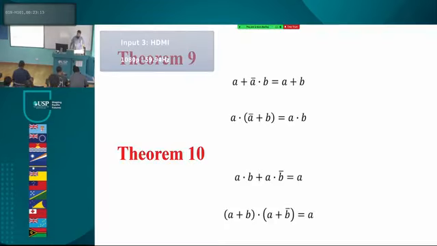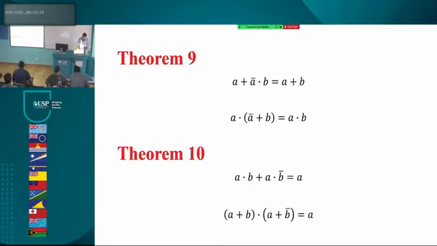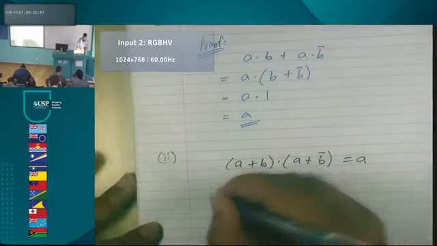Right, A or B, let's look at the next one for theorem 10. A or B and A or B bar is equal to A. For every rule there is always an AND version and an OR version. Can you see? All we're changing is the gates. Over here we had a different arrangement, but it's the same concept. Let's come back here and prove this.